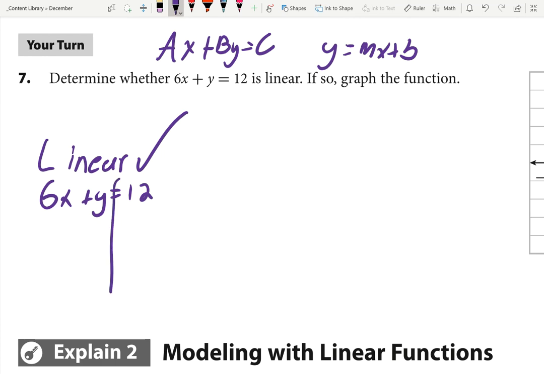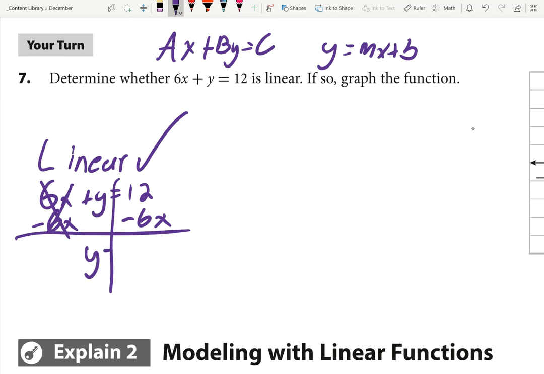So remember, our goal is to get the y by itself. In this case, to do that, I need to move my 6x. Since it's a positive 6x, we'll move it by subtracting 6x. So remember, we're doing that on both sides of this equation. So on the left, 6x minus 6x is going to cancel. So the y is going to be by itself, which is, again, what I'm trying to do.